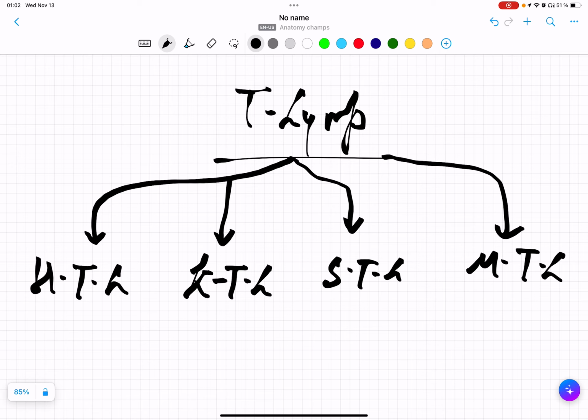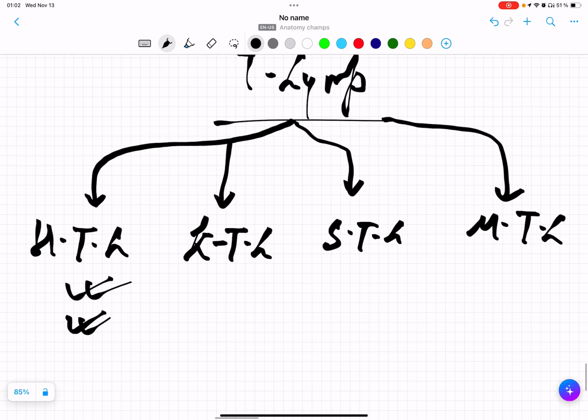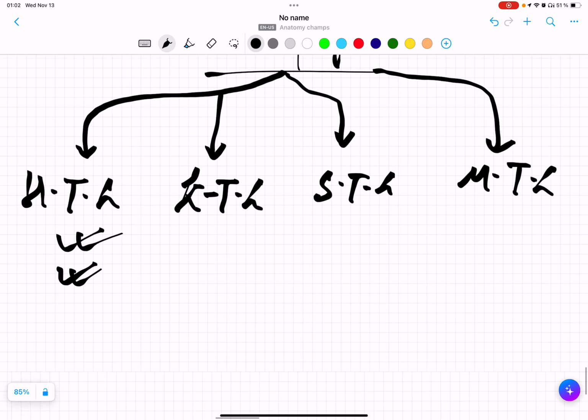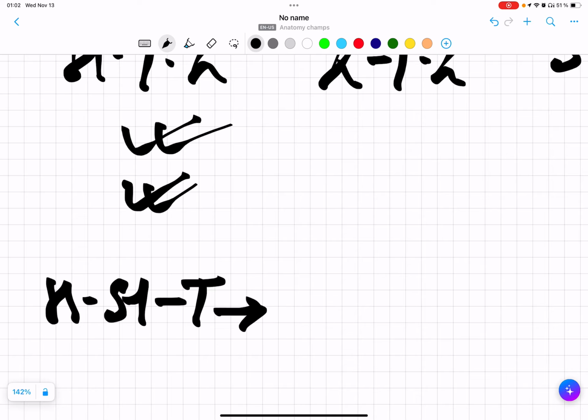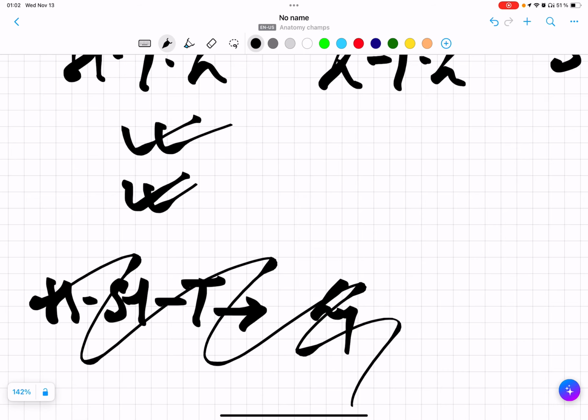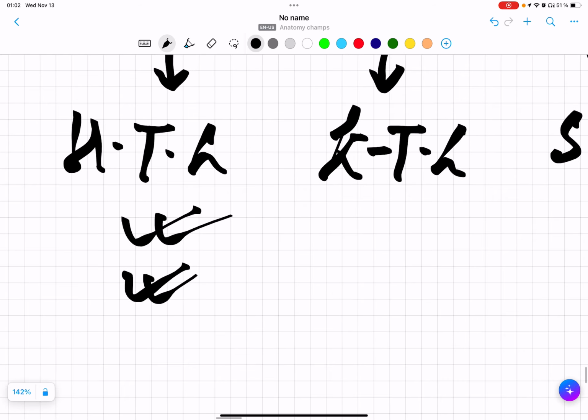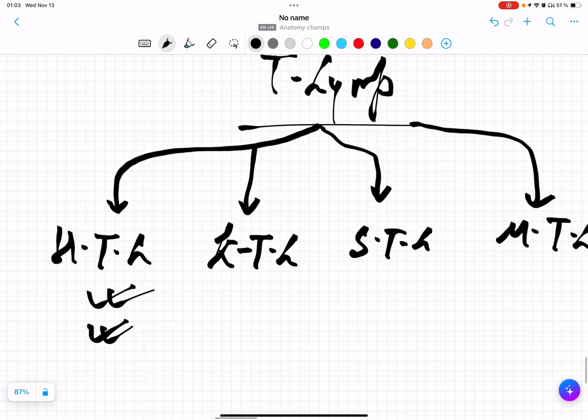Helper T lymphocytes will be most abundant. They will identify the foreign cells or body or particle, and they will sensitize them. And the sensitized helper T cells produce lymphokines. Lymphokines will stimulate other lymphocytes, stimulate B lymphocytes also, and they will attract your macrophages for phagocytosis.